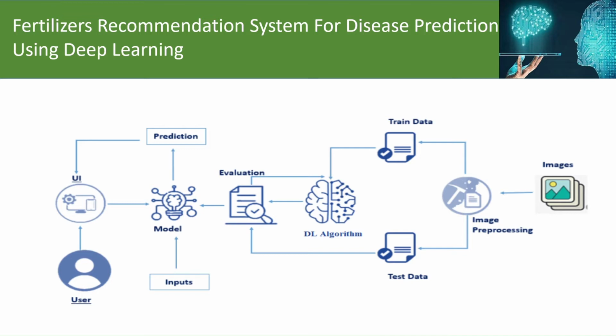This is the technical architecture of this project. From the technical architecture, first you need to be ready with the image dataset for pre-processing. The pre-processed images are categorized into a train dataset and a test dataset. After the pre-processing, you have to train the images using a deep learning algorithm. After training of the images, you have to test the images in the algorithm. Then you have to evaluate the model.